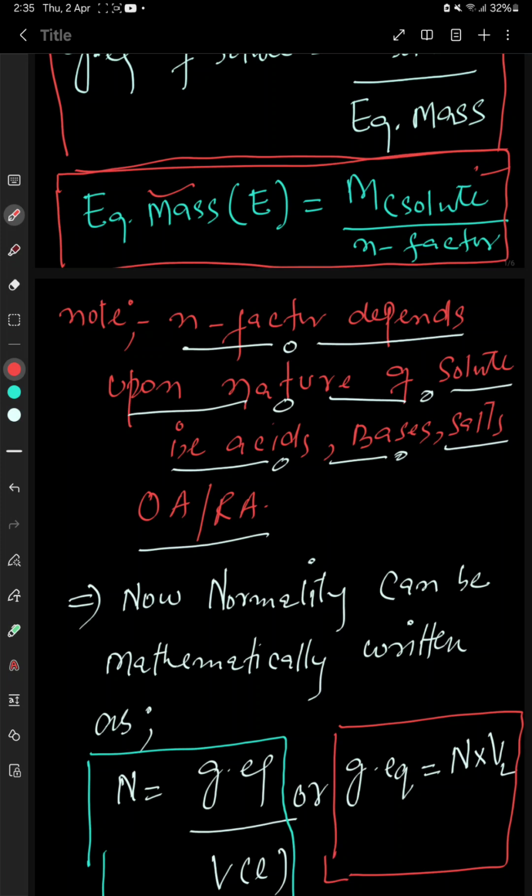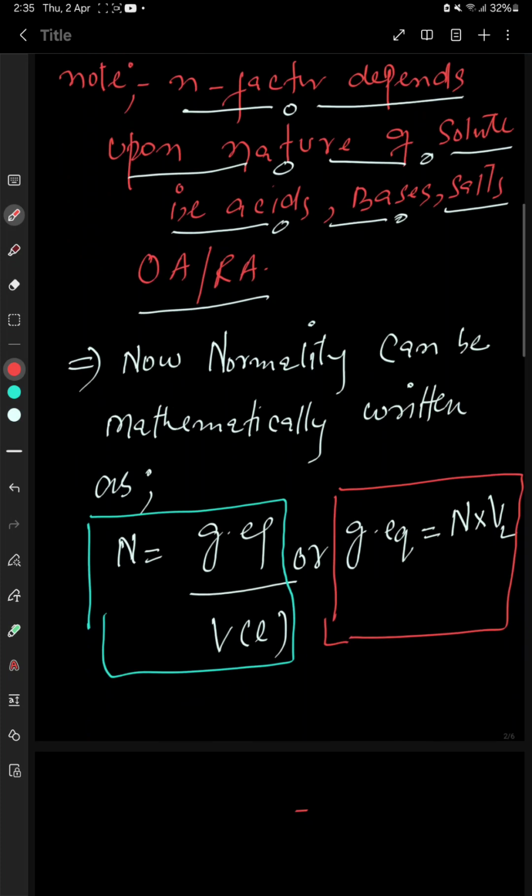For now I'm not going to elaborate on the n factor. This is a different topic, where I will discuss the n factor at length and how it is calculated for various types of solutes. For now I'm interested in putting the normality equation in mathematical form.